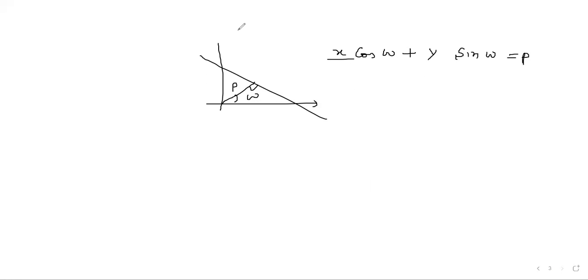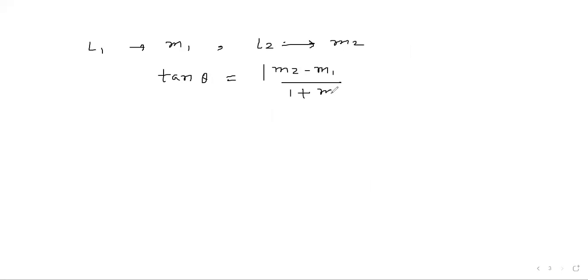Angle between two lines. Suppose the first line L1 has slope m1 and L2 has slope m2, then we can find the angle between them as tan theta equal to modulus of (m2 minus m1) divided by (1 plus m1 m2), where 1 plus m1 m2 can't be 0.